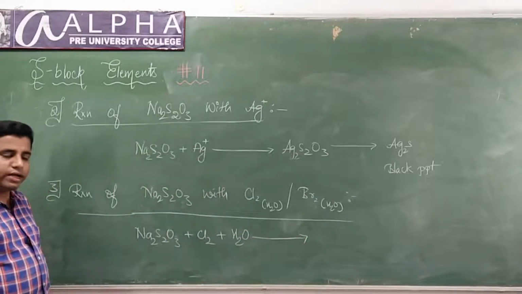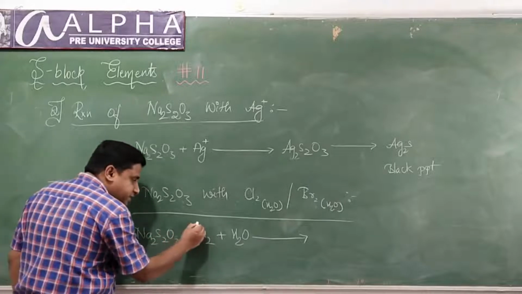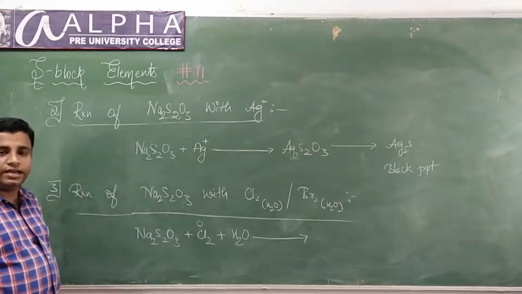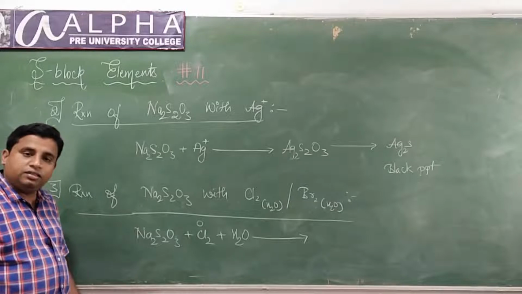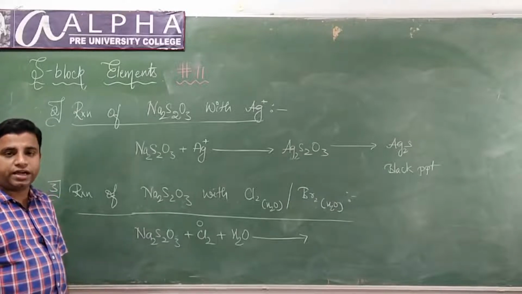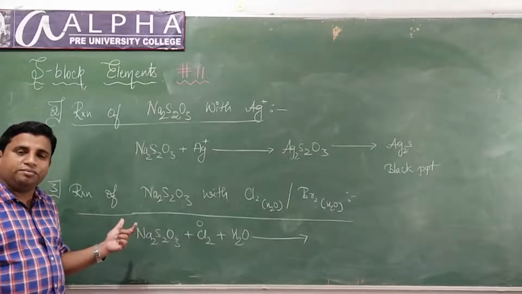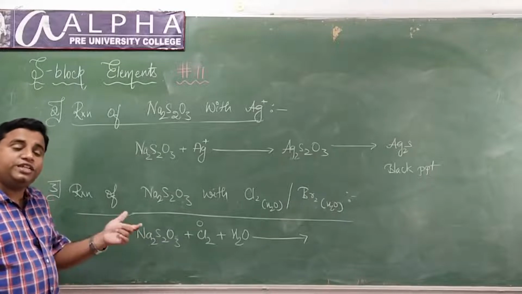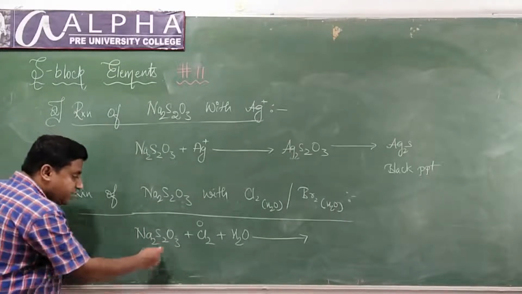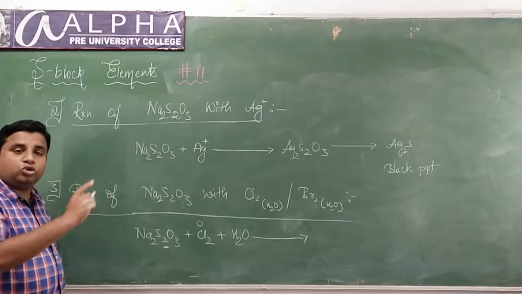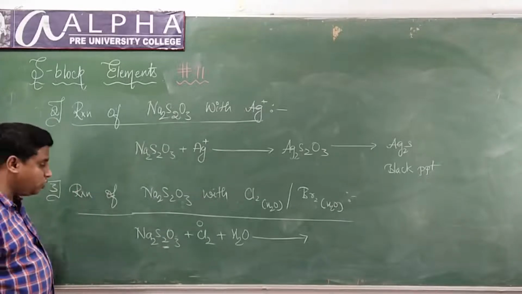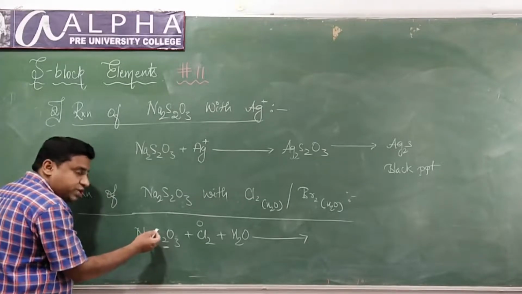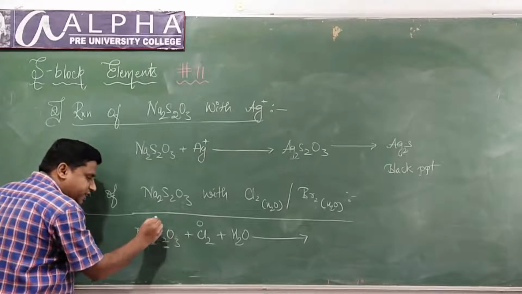Chlorine is in zero oxidation state. Then definitely this is going to be a disproportionation reaction. That means one of the elements will be both oxidized as well as reduced. Which element will be both oxidized and reduced? Here, sulfur will be both oxidized as well as reduced. Here sulfur is in which oxidation state? Sulfur is in +2 oxidation state.